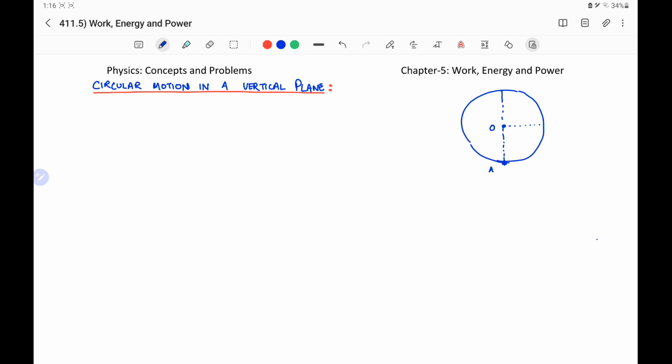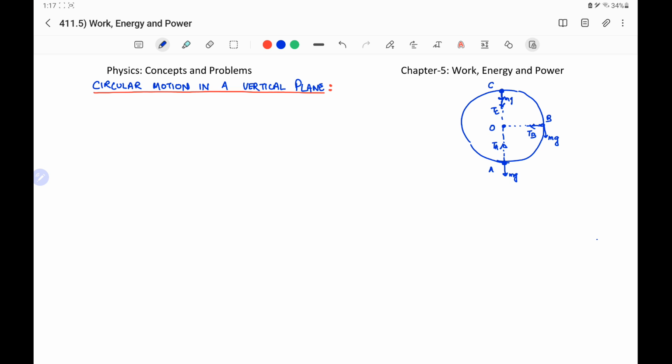Here the weight of the body is acting downward, mg, and the tension in the string at point A is Ta, which is acting towards the center. Another point is the horizontal point B, where weight mg is acting downward while the tension in the string is towards the center horizontally. This is Tb. Another point is the highest point, say point C. At point C, mg is acting downward due to gravity, and the tension in the string is also downward towards the center. So this is Tc.